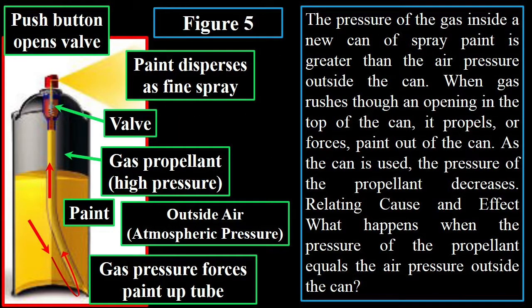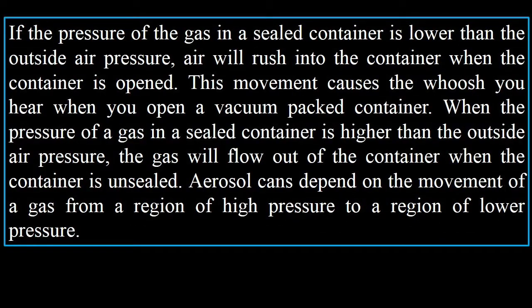Okay, spray can. The pressure of gas inside a new can of spray paint is greater than the air pressure outside the can. When the gas rushes through the opening in the top of the can, it propels or forces paint out of the can. As the can is used, the pressure of the propellant decreases, relating cause and effect. What happens when the pressure of the propellant equals the air pressure outside the can? Well, no spray is going to come out.